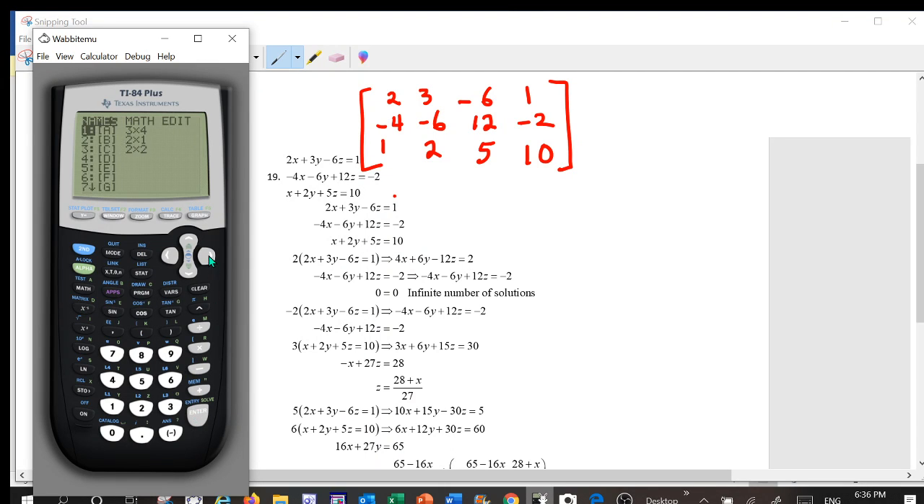So let's make it. I'm going to do the same thing. I'm going to just edit that one. So I need 2, 3, negative 6, and 1, negative 4. Oops. Oh, what did I do? Did something wrong.